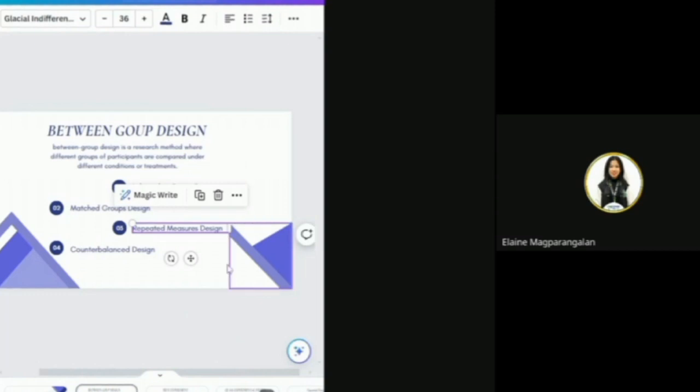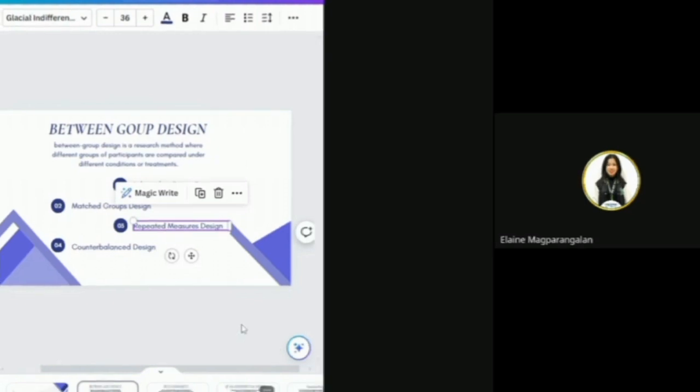Now, the fourth one is counterbalanced design. In counterbalanced design, participants experience all conditions or treatments, but the order in which they receive them is systematically varied across participants to control for order effects like learning or fatigue. Say, for instance, half the participants might receive treatment A followed by treatment B, while the other half receive treatment B followed by treatment A.